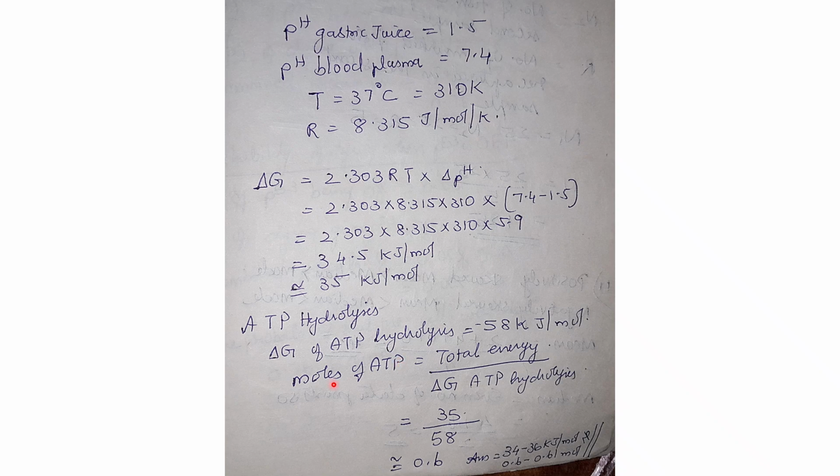So moles of ATP required will be total energy divided by delta G of ATP hydrolysis. So that will be 35 divided by 58. So that will be around 0.6. Okay.